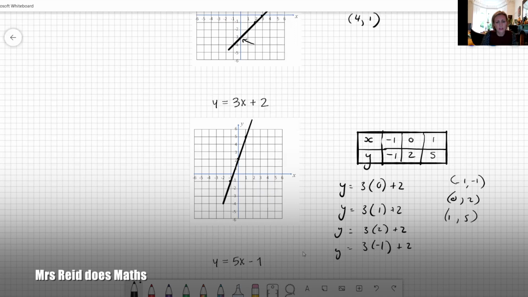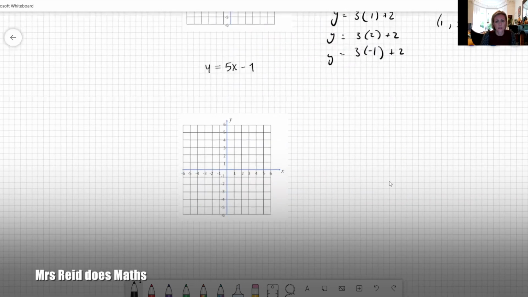So it's got a gradient of 3. So you can see it's going along 1 and up 3. That's the gradient of 3. And the y-intercept is at 2. It cuts the y-axis at 2.